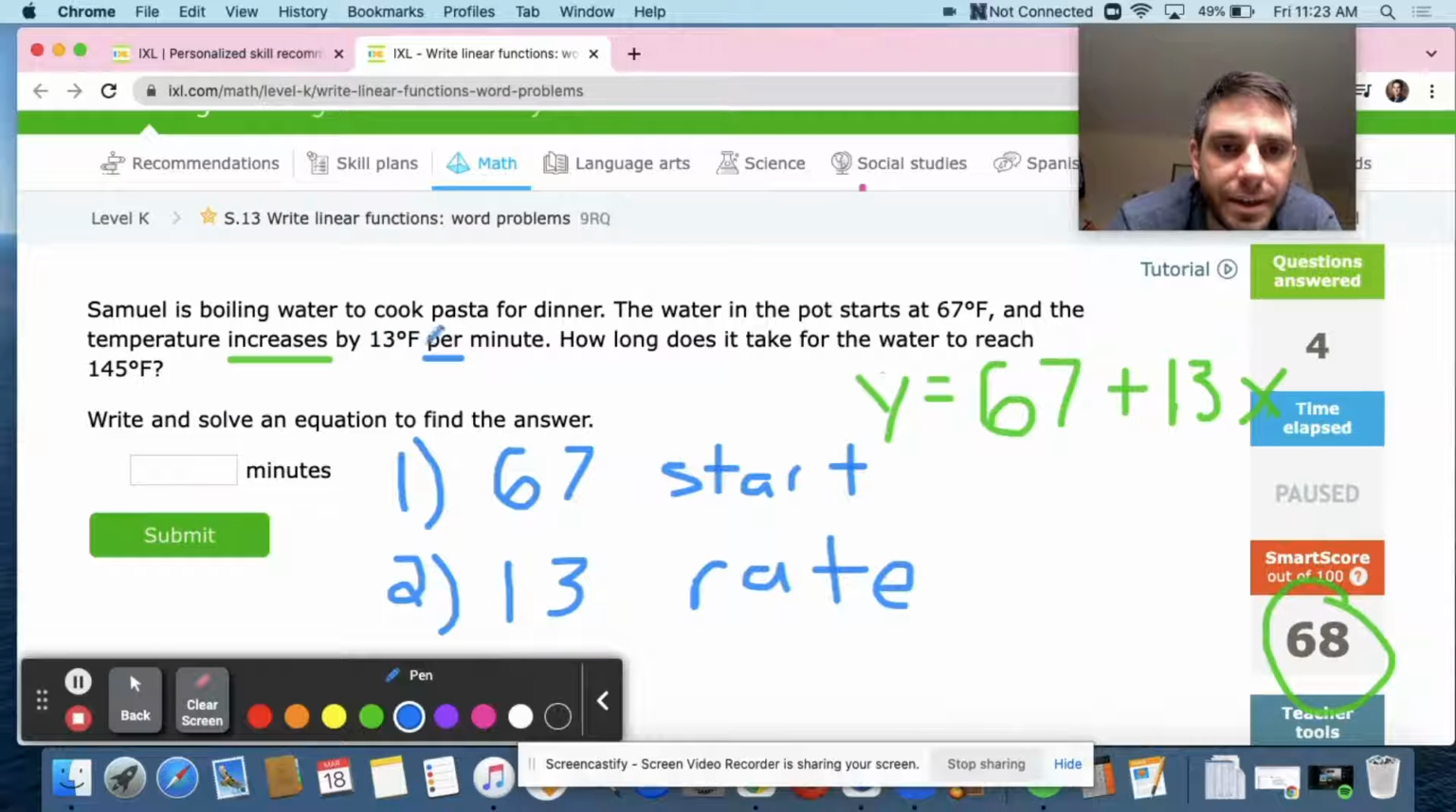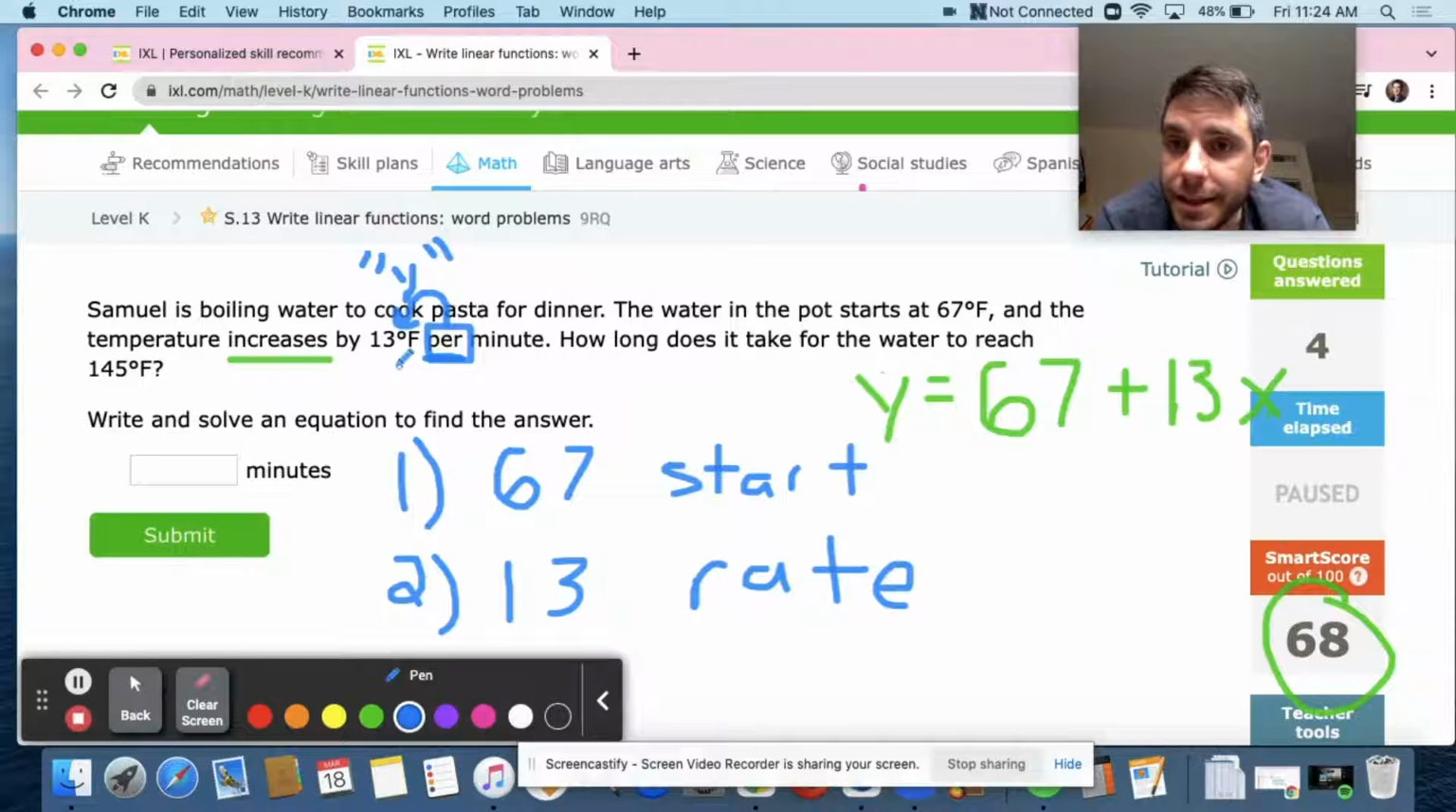13 degrees Fahrenheit, and then the rate word is this word per. So 13 degrees Fahrenheit per minute. Since we know that 13 is the rate, we're gonna go to that word per, the rate word, and whatever comes directly before the word per, to the left of the word per, represents the changeable letter y.